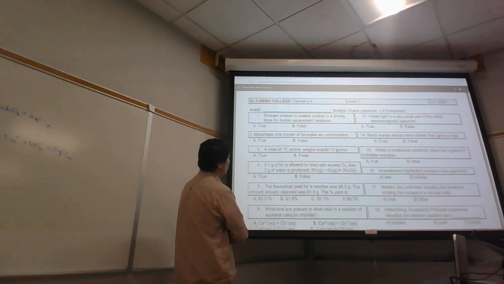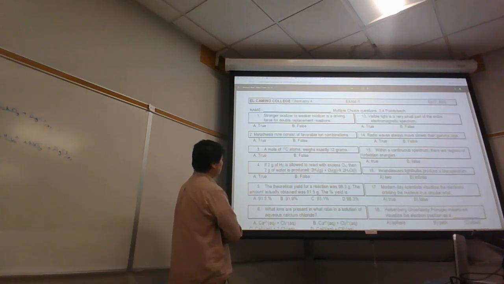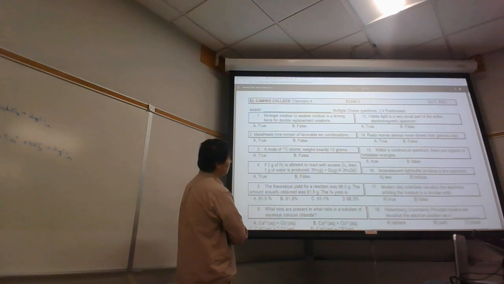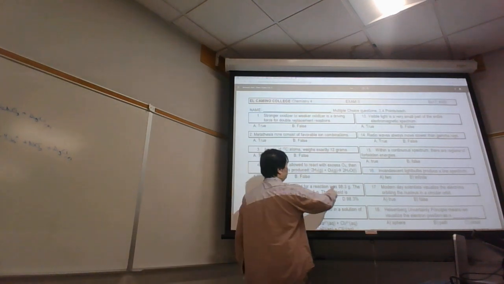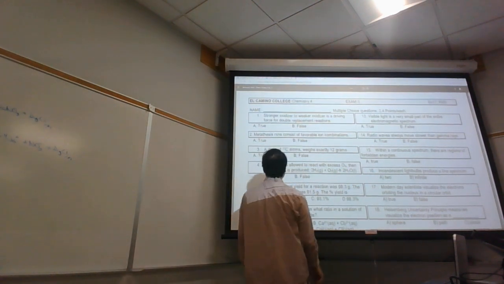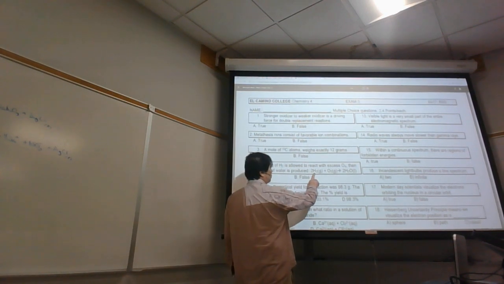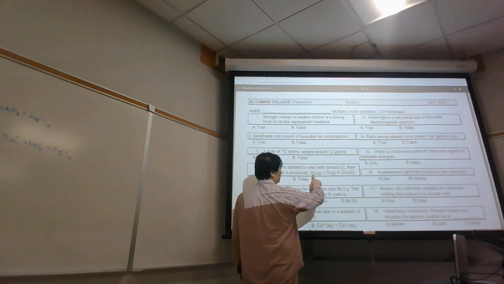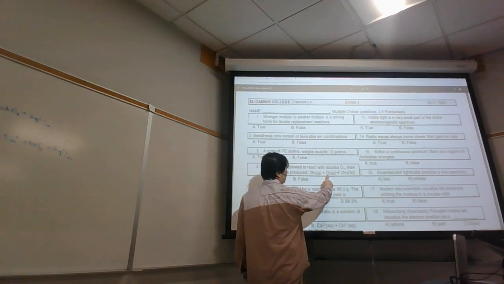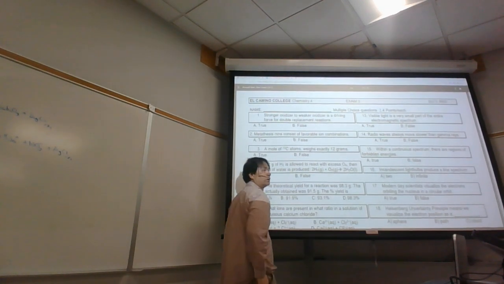Three, a mole of carbon-12 atoms weighs exactly 12 grams. That's true. That's by definition. Four, if 2 grams of hydrogen is allowed to react with excess O2, then 2 grams of water is produced. So if I have 2 grams of hydrogen plus excess oxygen, am I going to get 2 grams of water?